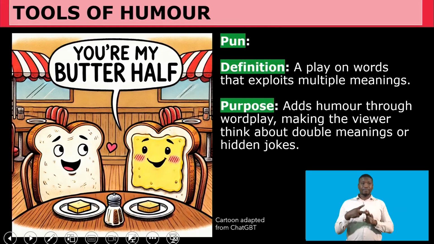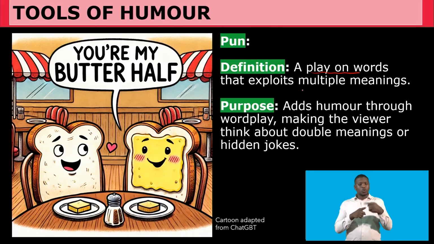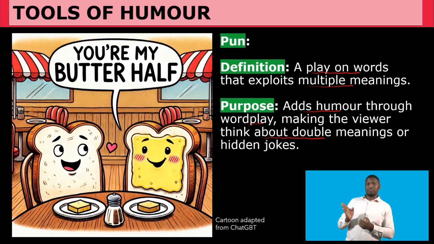The next aspect is a pun. A pun is a play on words, and it exploits multiple meanings. It adds humor through wordplay, making the viewer think about a double meaning or a hidden joke. So in our example, we have 2 slices of bread on a romantic date in a restaurant, and the one says, "You're my better half." Of course, playing on the idea of you are my better half.